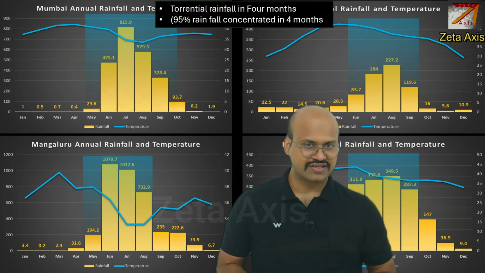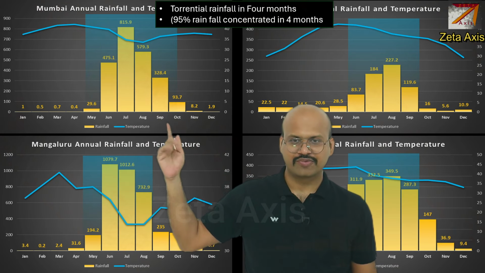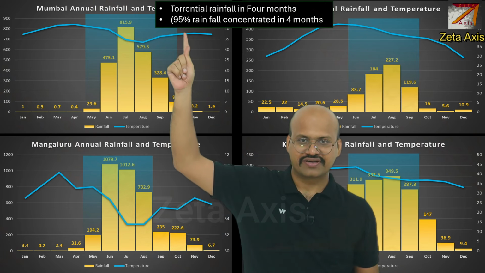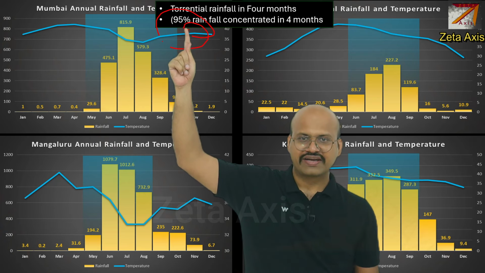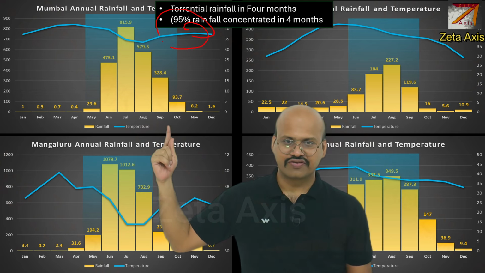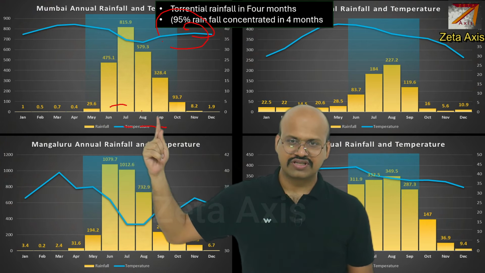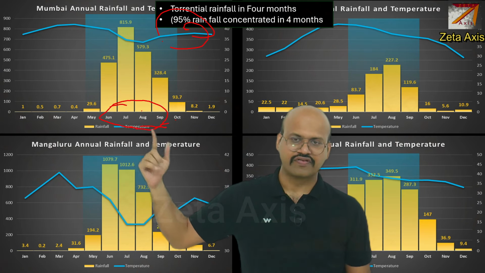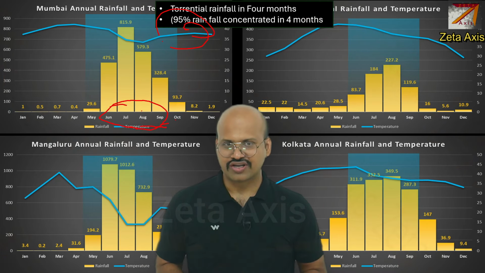Now here we can see the rainfall in this period of May to September or June to September. We can clearly see that almost 95% of the total rainfall received by our Indian subcontinent is within these 4 months, that is the months of September, August, June and July. So these are the 4 months in which we receive almost 95% of our rainfall. The rainfall is concentrated only in 4 months.